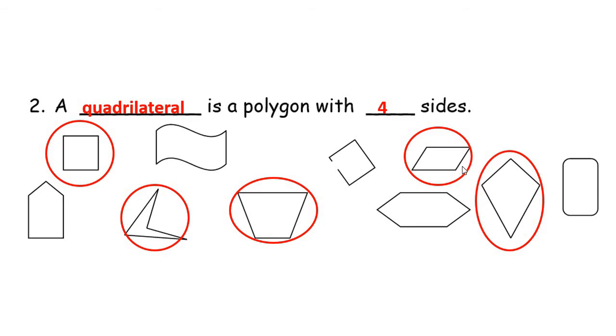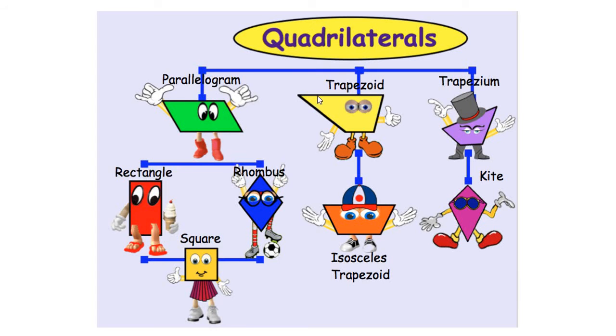You should have circled these 5 shapes as quadrilaterals. They all have 4 sides, straight sides, no curves, no openings. There are actually a lot of different types of quadrilaterals, and in a later lesson, we're going to look at those different types. They can be classified by how many pairs of parallel sides they have, as well as the lengths of those sides, whether or not they're equal.